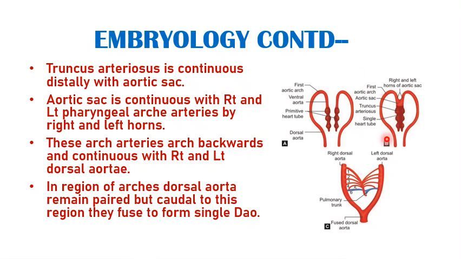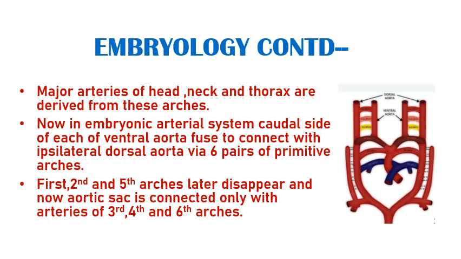The aortic sac is continuous with the right and left pharyngeal arch arteries by right and left horns. These arch arteries turn backwards and continue with the right and left dorsal aorta. The dorsal aorta remains paired in the region of the arches, but caudal to this they fuse to form a single descending aorta. Major arteries of the head, neck and thorax are derived from these arches.